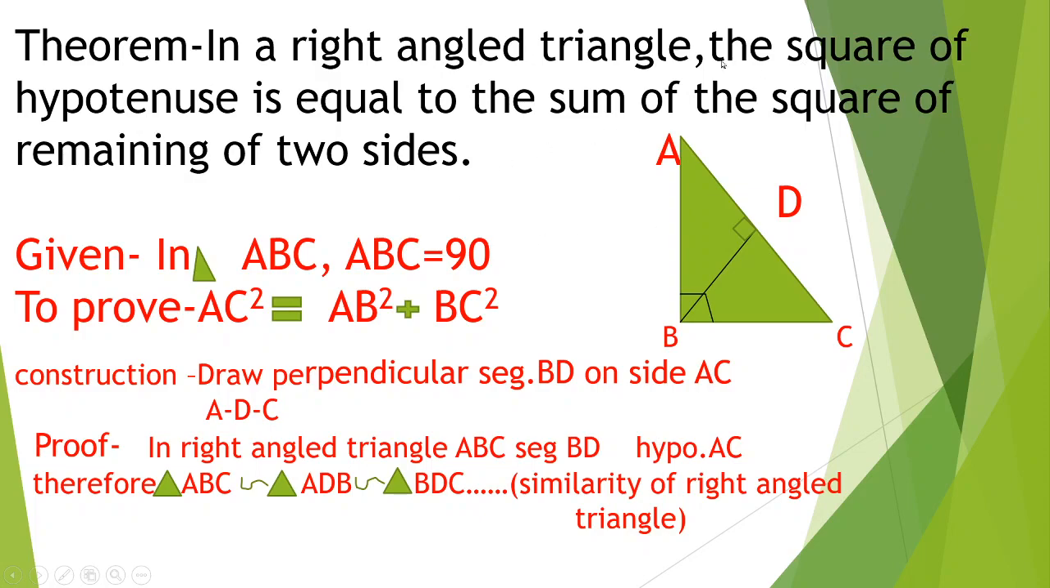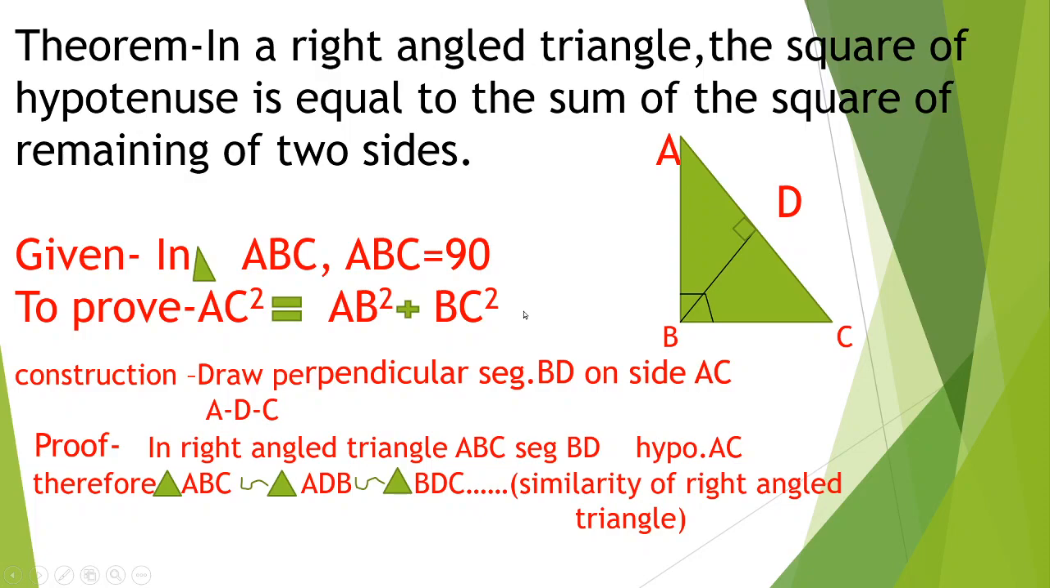To prove: the square of hypotenuse is AC. Take a square of AC. AC square is equal to the sum of the square of remaining two sides. Remaining sides AB and BC. Take a square, AB square plus BC square. So right here AC square is equal to AB square plus BC square.